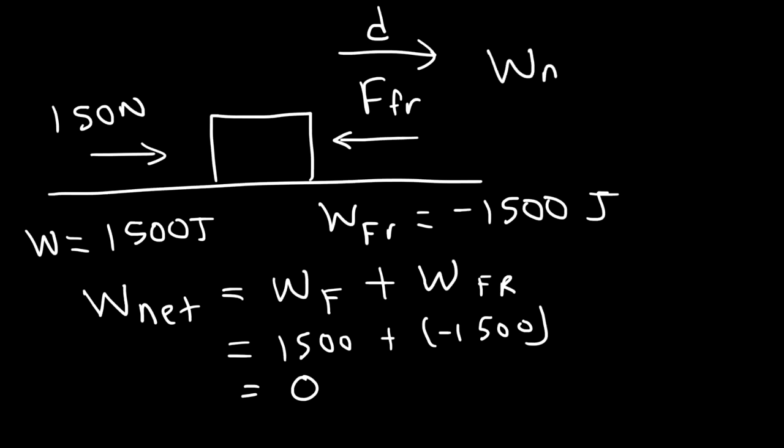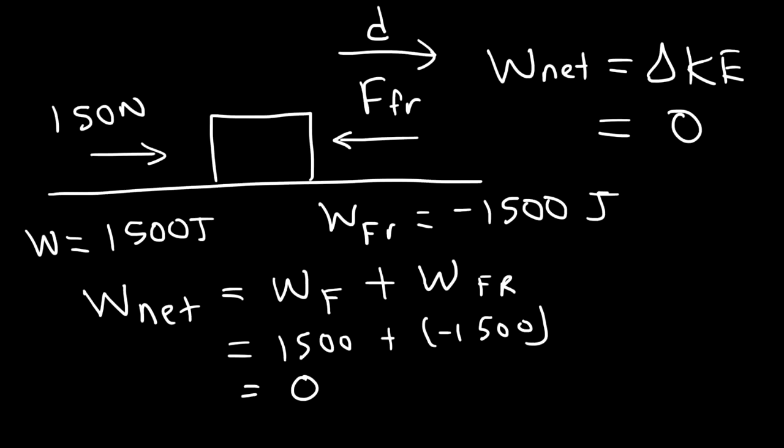And the net work done on the object is equal to the change in the kinetic energy of the object. So if the object returns to rest, its initial speed is the same as the final speed, it's zero, which means the change in kinetic energy is zero. So the net work done is going to be zero.